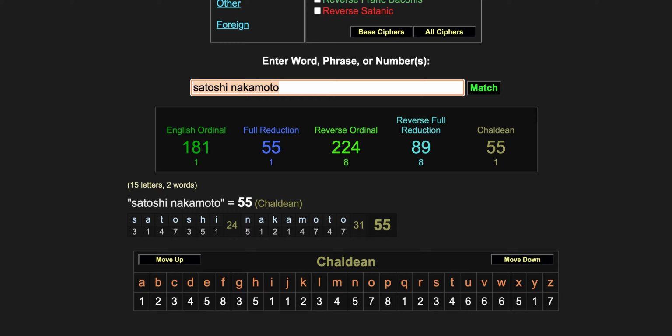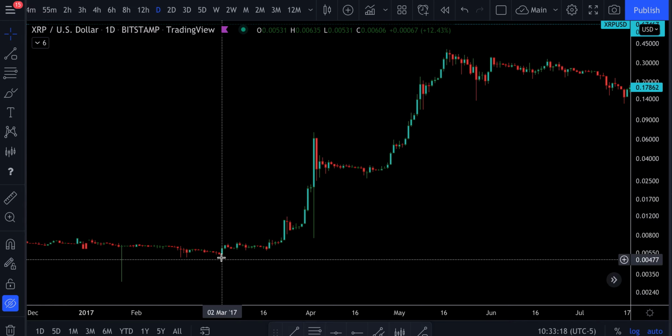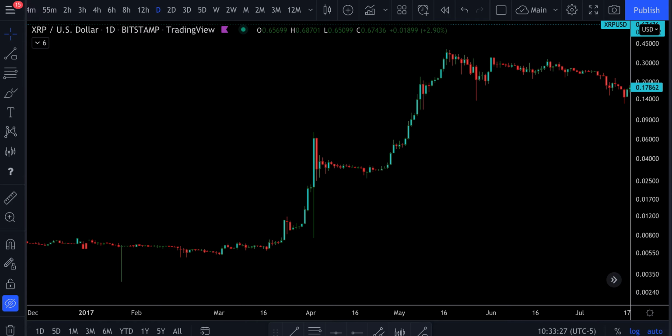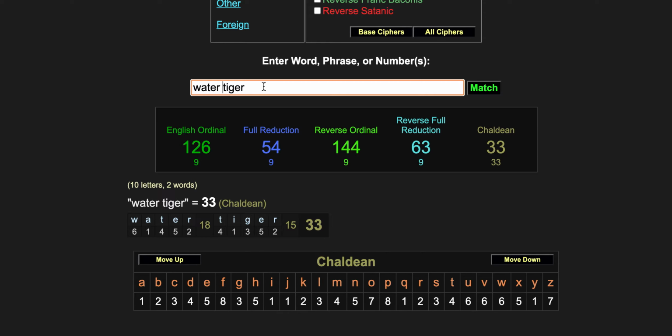So just wanted to start out with some of those pieces of information, and we have this date right here not only giving us the 42 date numerology but also giving us the 15 date numerology. And we know how important this number 15 is this year in particular because we've moved into the year of the tiger, and that's the 15 in Chaldean. Another thing that's important about tiger is we have that 32 connection, which again is coming back to XRP and Ripple, but also we have this water tiger is the specific year, and that's giving us the 33.